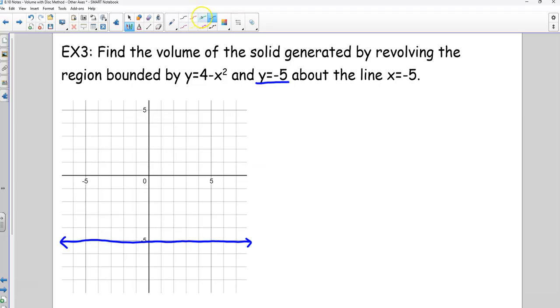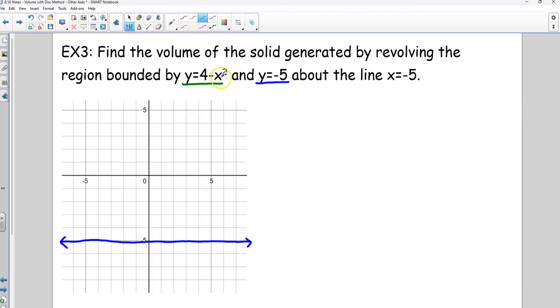Let's graph y equals 4 minus x squared. Actually, that might be a typo. Let's graph everything and I'll let you know. That might be a typo because I think x equals -5 is going to give us something we can't do yet. We'll see here in a second. Let's graph the rest of this.